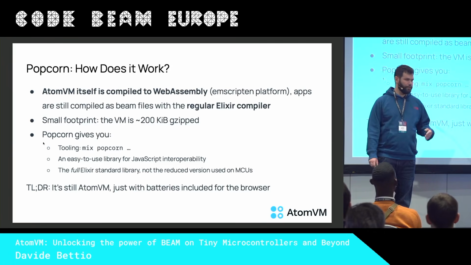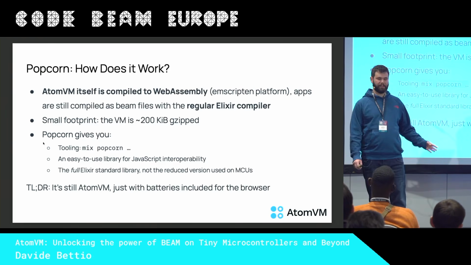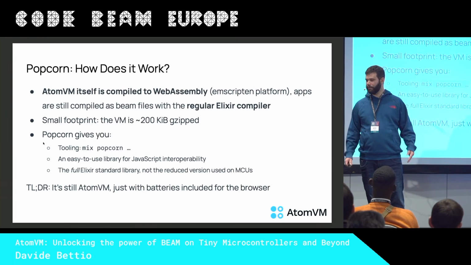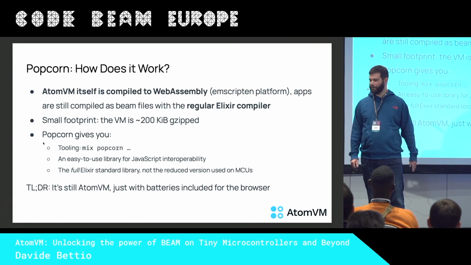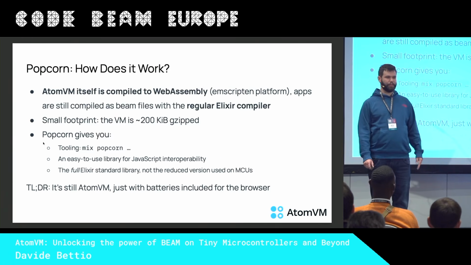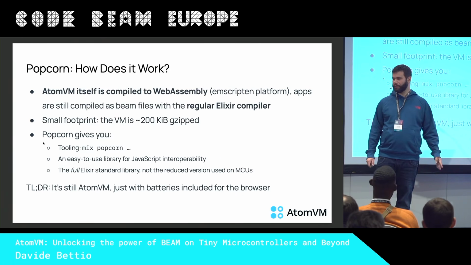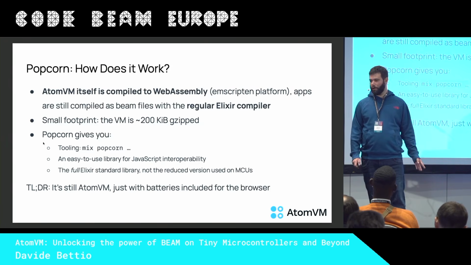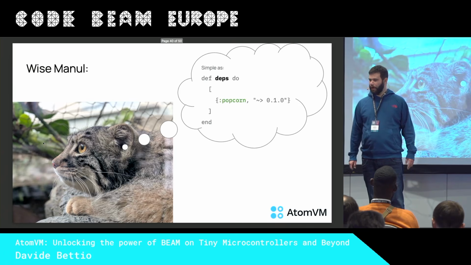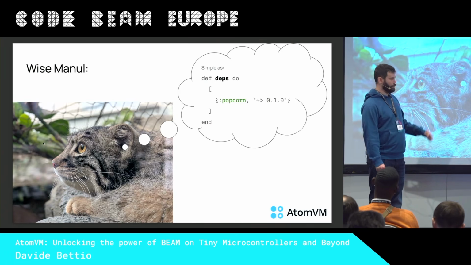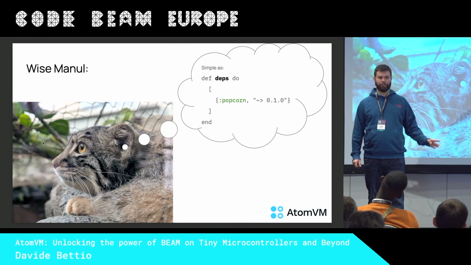Also, using AtomVM allows you to have a very, very small footprint in terms of download size, because it's a very small virtual machine. You don't have to download tens of megabytes of stuff. And as soon as you start using the Popcorn library, you have a number of mix tasks and also modules that allow you to build your own web application. So it's pretty simple. And how can you do that? Basically, you just add it to your dependencies. And as soon as you do that, you are ready to start with Popcorn.